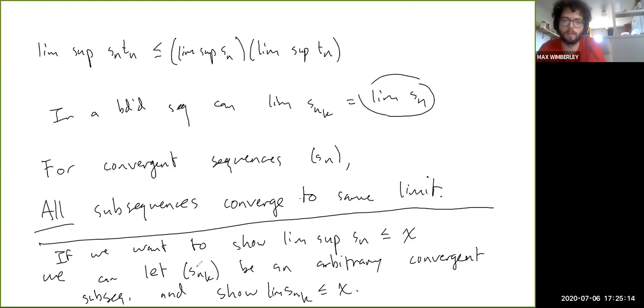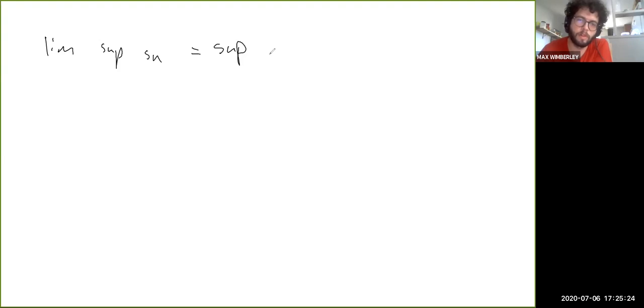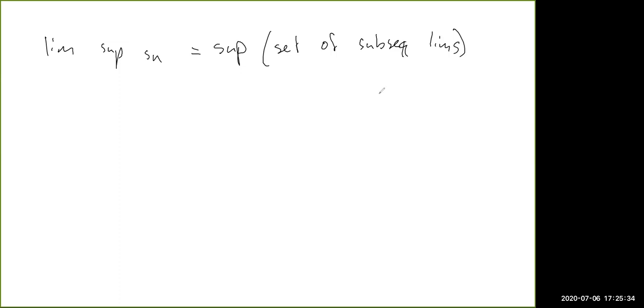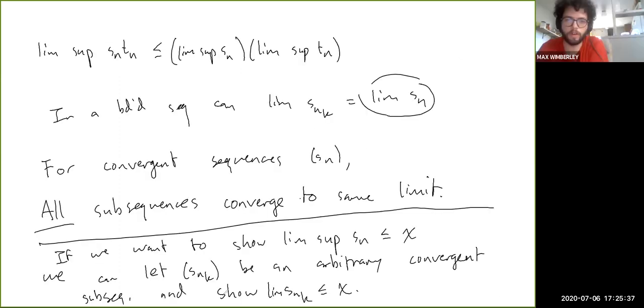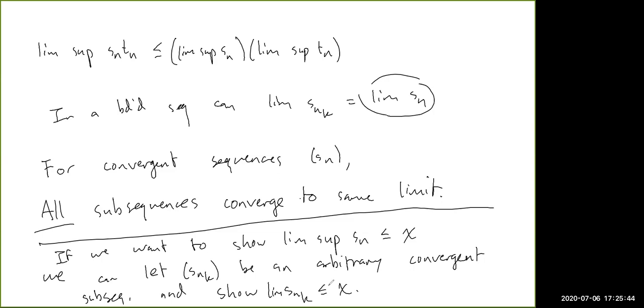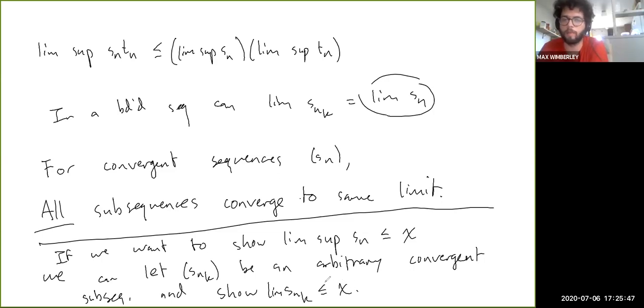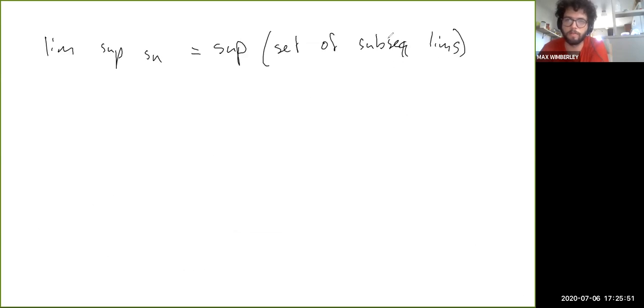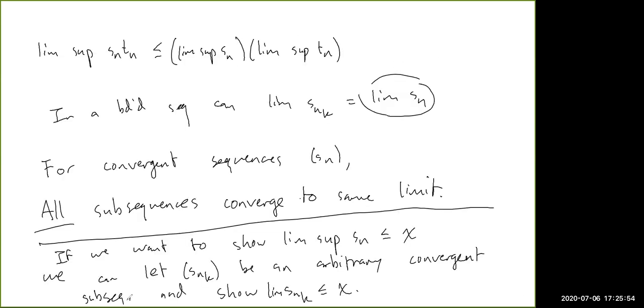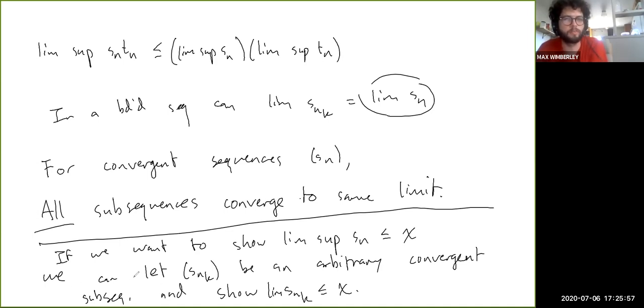The reason for this is that the lim sup of Sn is the supremum of the set of subsequential limits, right? So when we make this argument, let Snk be an arbitrary convergent subsequence and show the limit is less than or equal to x, what that shows is that x is an upper bound on the set of subsequential limits, right? Yeah, I think I never really explicitly delved into why we make arguments this way. Yeah, it's because of this.